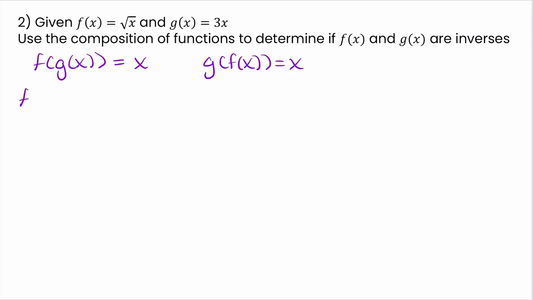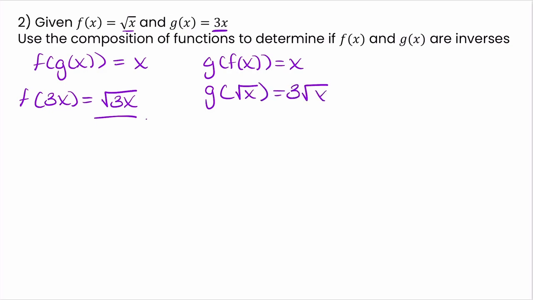So if we do f of g of x, that's going to be f of 3x. And so when we plug that into f of x, we get the square root of 3x, and that's already not equal to x. Okay, but just to make sure, let's go over here and try this one. We have g of f of x, so that's g of the square root of x. So when we plug that into 3x, we get 3 square root of x. Okay, so you can see that both of these are not equal to x, so they are not inverses.